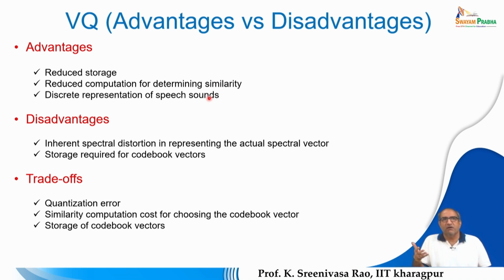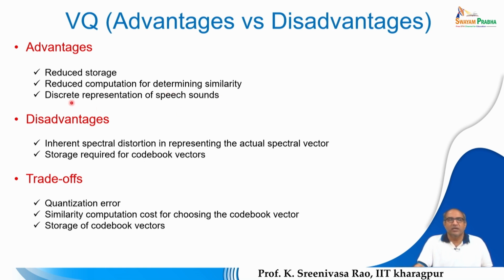Whereas here the computational cost is very limited, because we need to check only the entries in the codebook, whatever the codebook size dictates. That means we need to check the similarity of a given vector only with these 1000 vectors. With that we come to know which codebook entry is close to this one, and it will be represented with that particular codebook entry. That way the computation cost of determining the similarity is very much reduced.